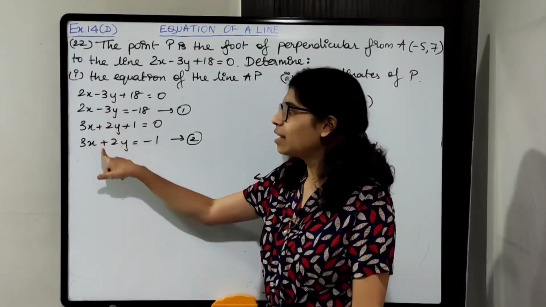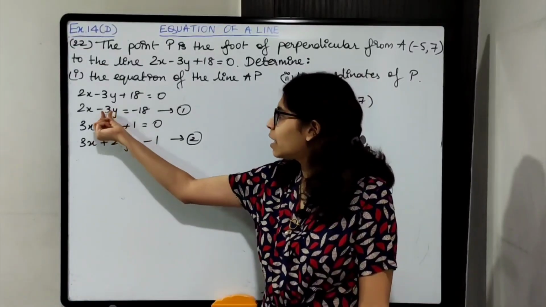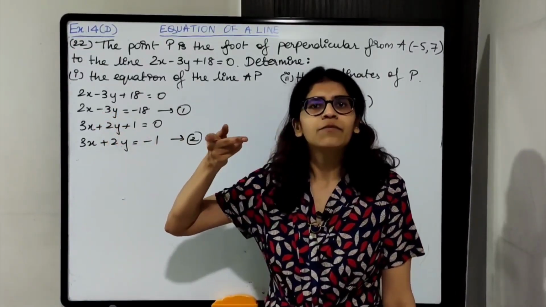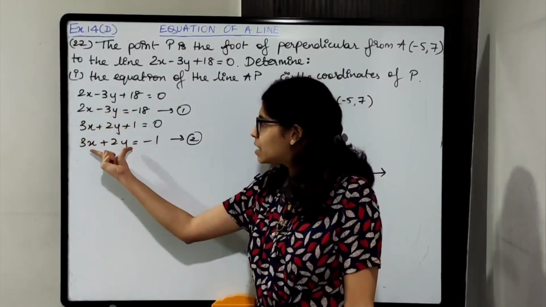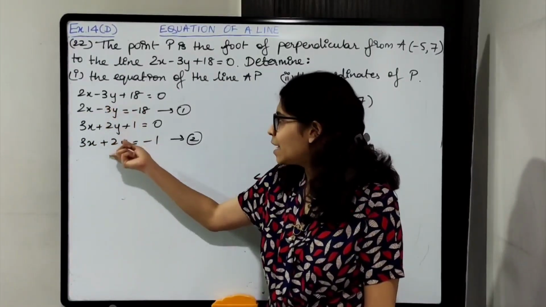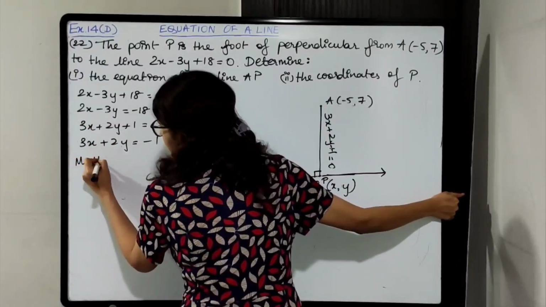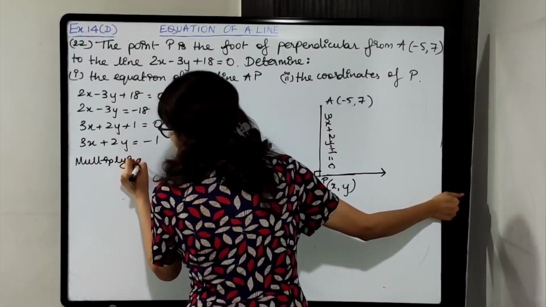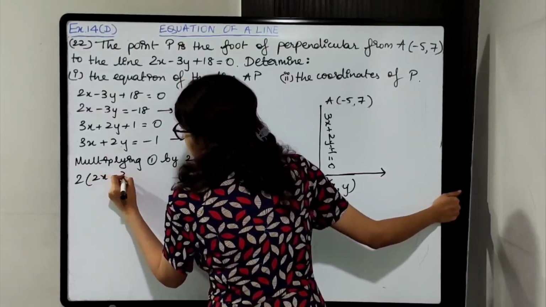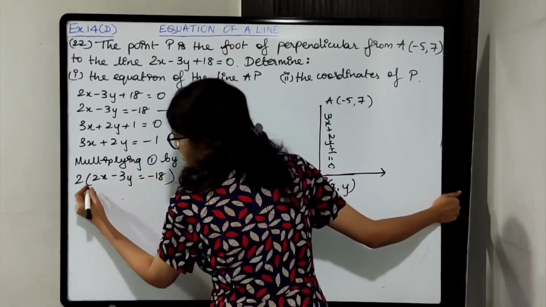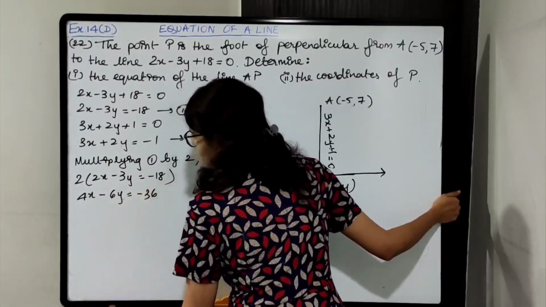y का जो साइन है दोनों में opposite है. So I'll make coefficients of y same. यहाँ पे 3 है, यहाँ पे 2 है. So 3 and 2 का LCM will give me 6. Okay. So I'll multiply this equation by 2 and this equation by 3. So I'll get same coefficient. Okay. So multiplying 1 by 2. 2 into 2x minus 3y equals to minus 18, ये 4x हो जाएगा, ये 6y और ये minus 36.